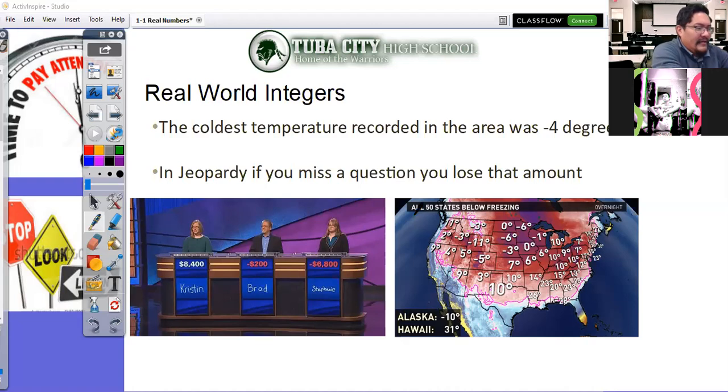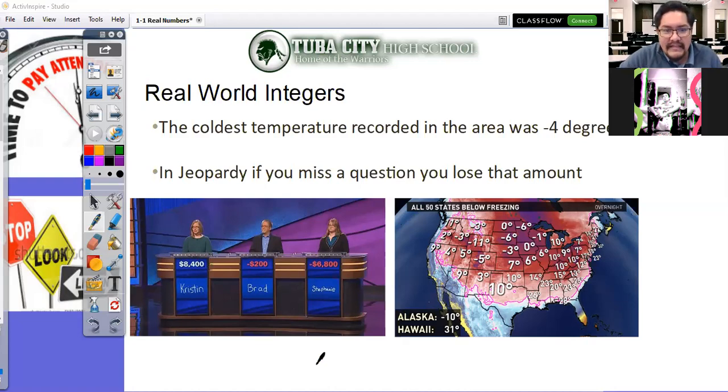This next one here, I don't really see a lot of game shows anymore, and I don't know if kids these days would understand the game show idea. But back before reality television was a huge thing, contestants would play a game, answer questions, and get points. And if you got one wrong, you would lose that many points.